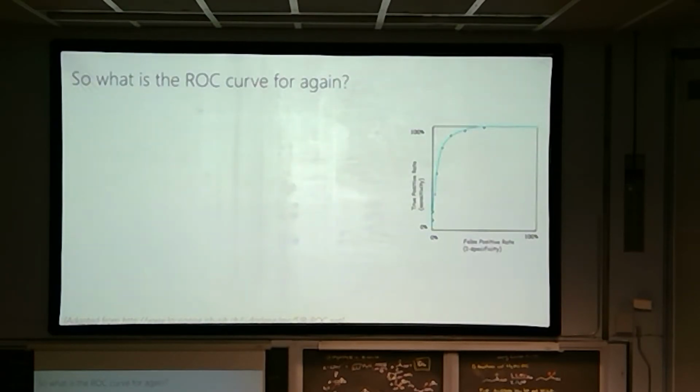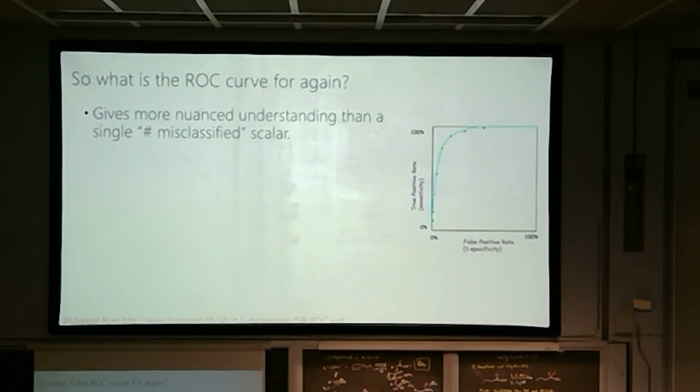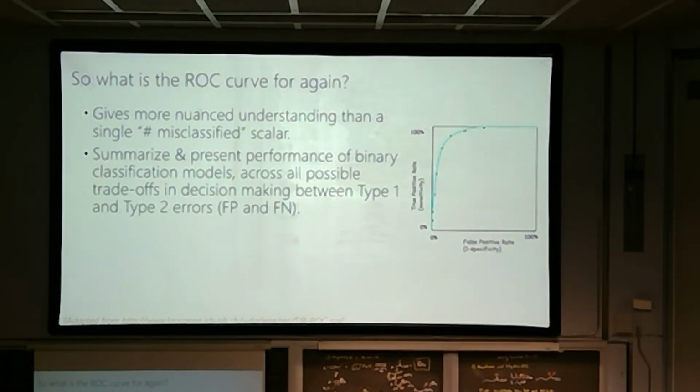Okay, so what is this for again? This gives a more nuanced understanding than just the accuracy. It's a way to summarize and present the performance of binary classification models across all possible trade-offs in decision-making between the type 1 and type 2 errors.